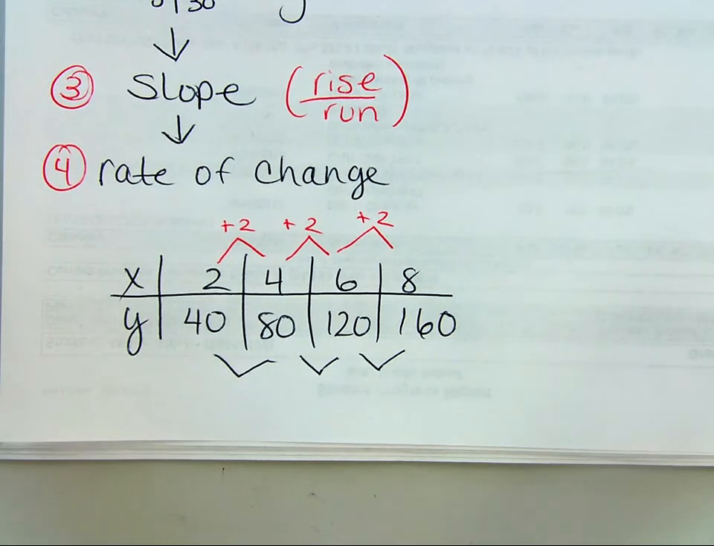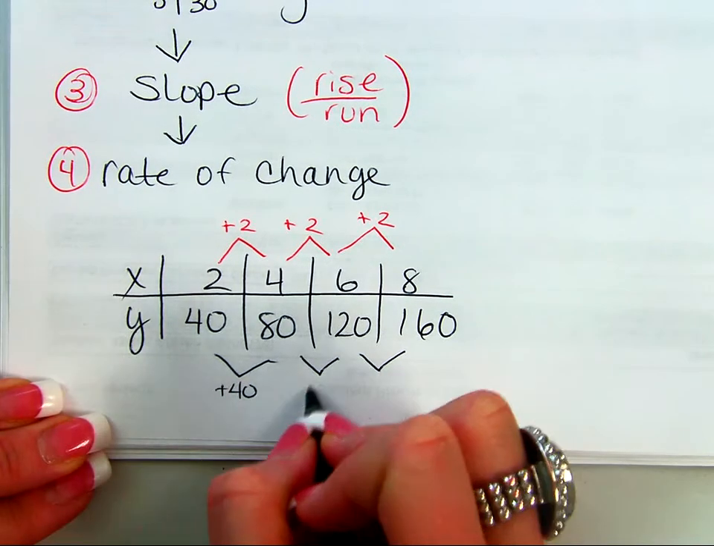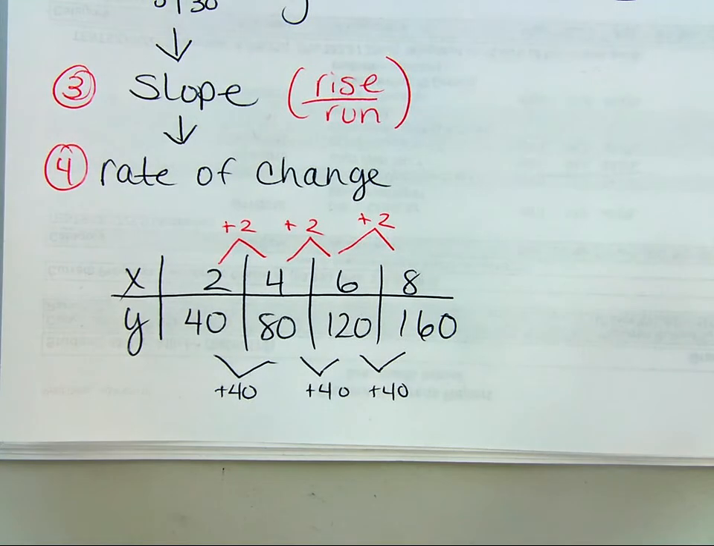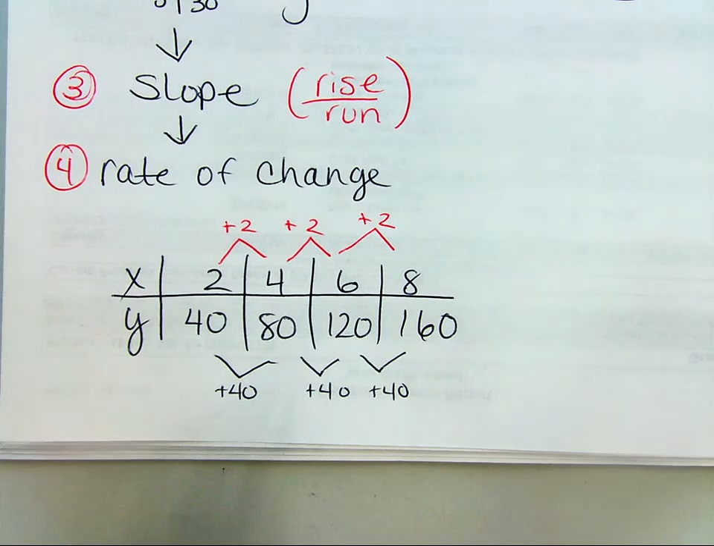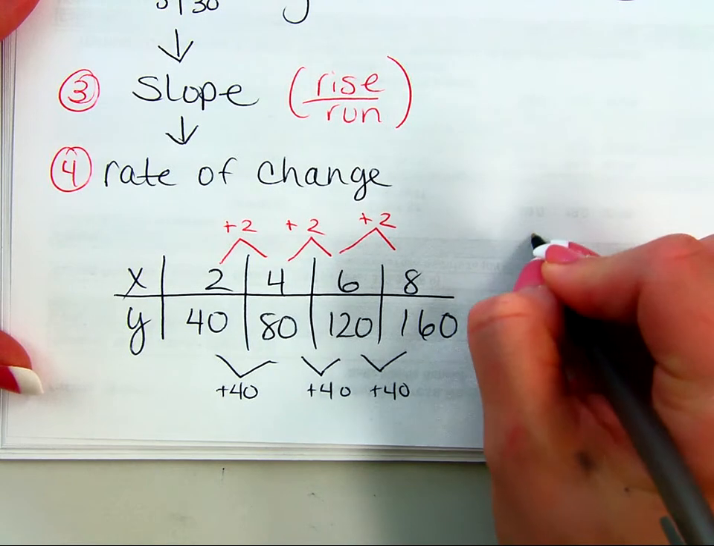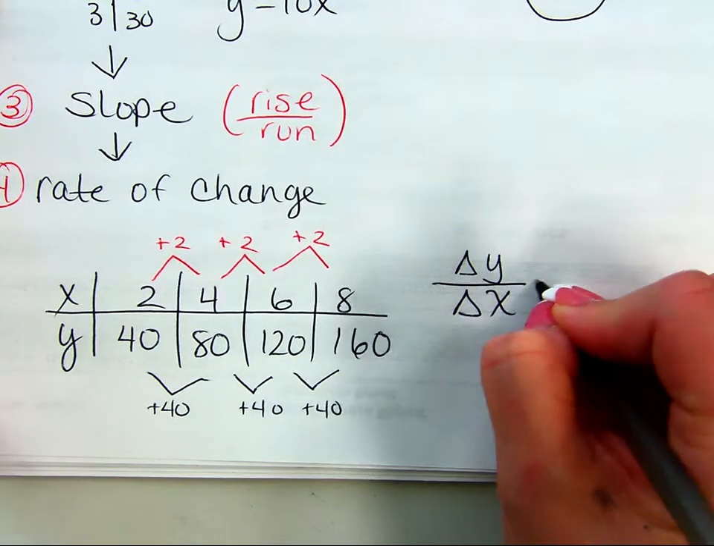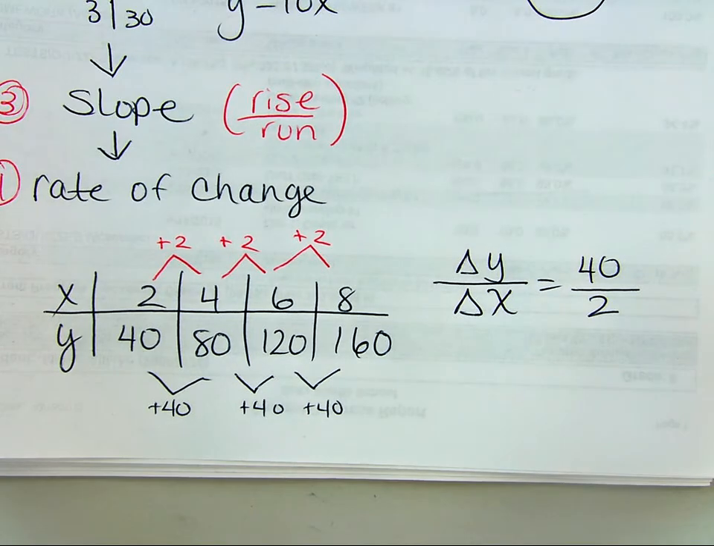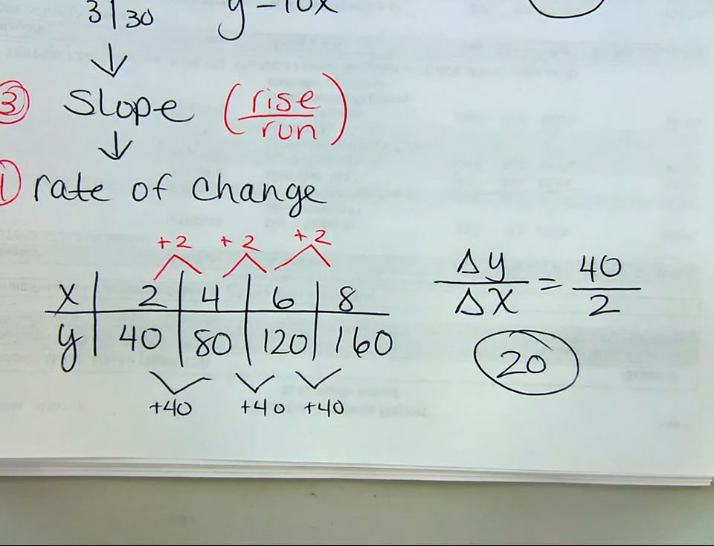I earn another, for every 2 hours right now, I earn another $40, right? Does this mean I make $40 an hour? No. It means I make $40 for 2 hours. So when this doesn't go by ones, you just take the change in your Y values and divide it by the change in your X, right? So really, how much do I make an hour? 20. So 20 is my rate of change, right?